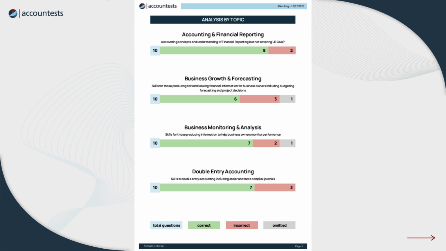Business growth and forecasting is the forward-looking information regarding budgeting. Business monitoring and analysis is looking at analysis of the financial information to help management make decisions. And double entry accounting is making sure the candidate has an intuitive understanding of debits and credits.